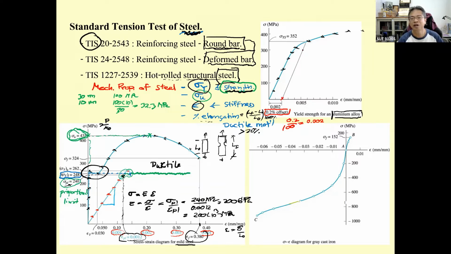And then we just draw the line parallel to this region. When the line cuts the curve, you project it. You get this one as the yielding strength of aluminum. Okay, this is according to the ASTM standard.